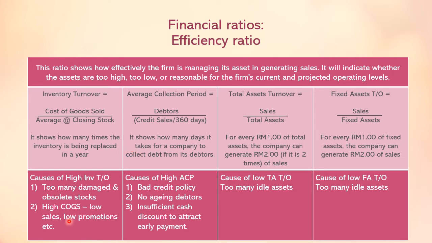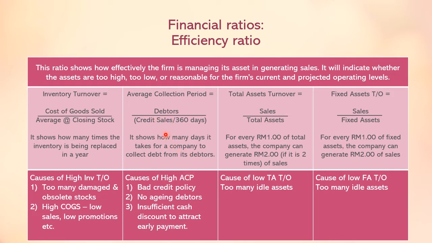Just now, if you have a high cost of goods sold, then it means that you have high inventories. So you need to address having too much stock in your keeping. Okay, next one is the average collection period.